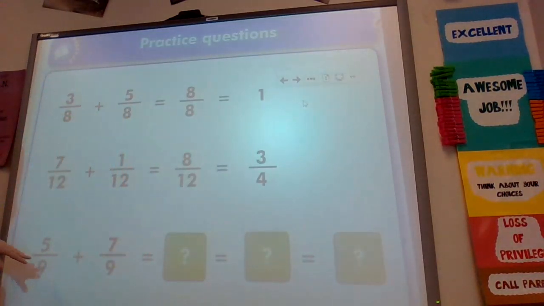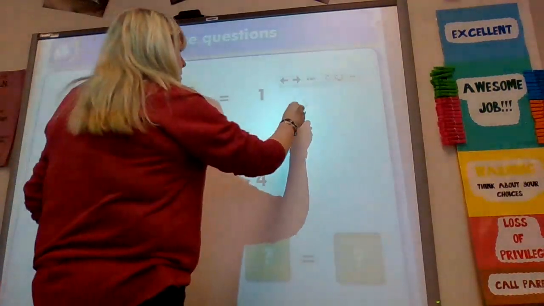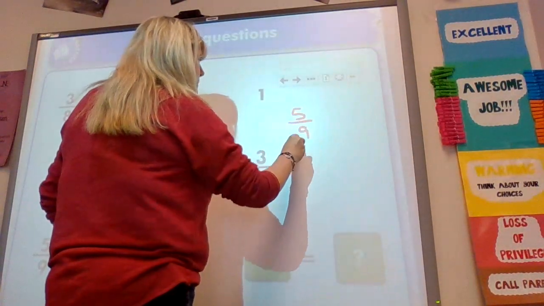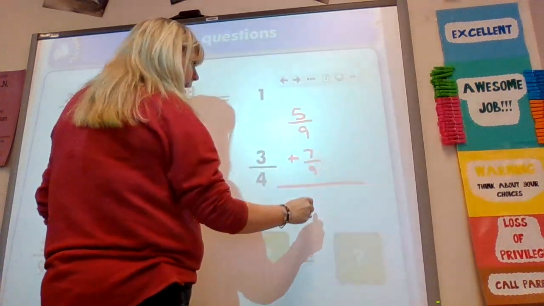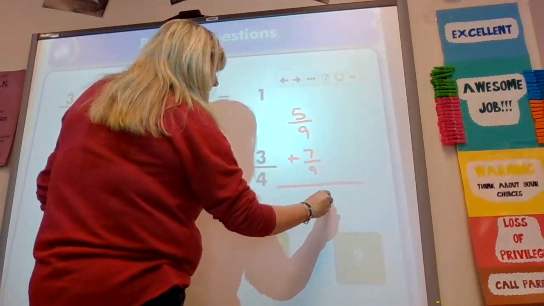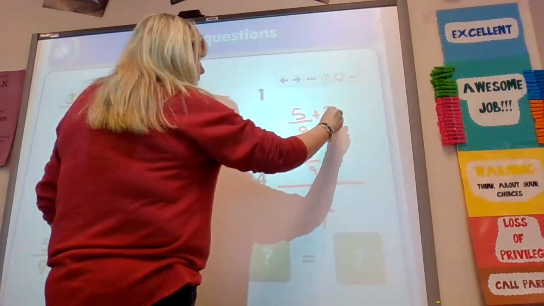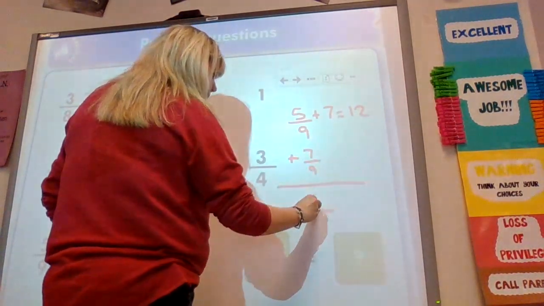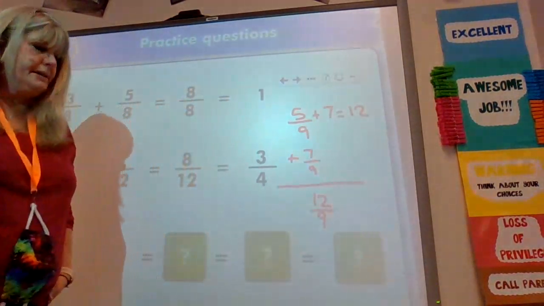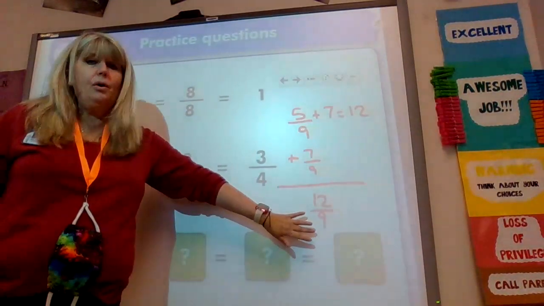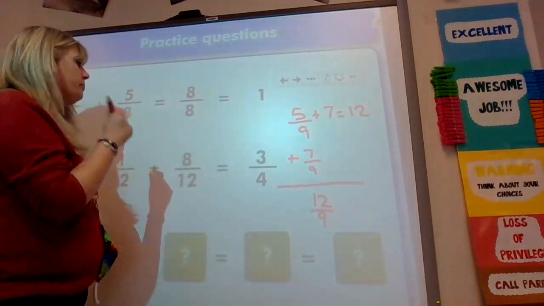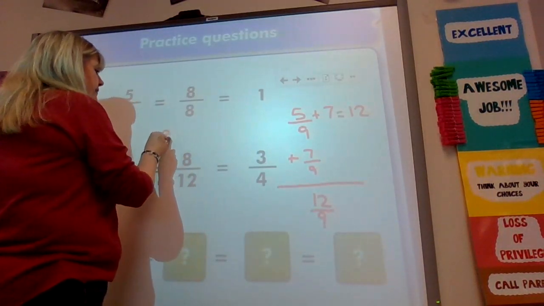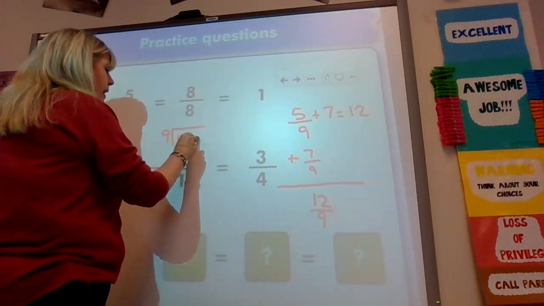We've got 5/9 and 7/9. So 5/9 plus 7/9. We are adding. My denominator is 9. 5 plus 7 equals 12. So we know that's 12/9. We should know that's an improper fraction. Okay? So because it's an improper fraction, we're going to divide 9 into 12.